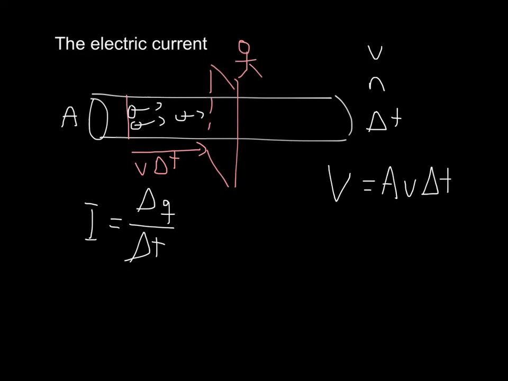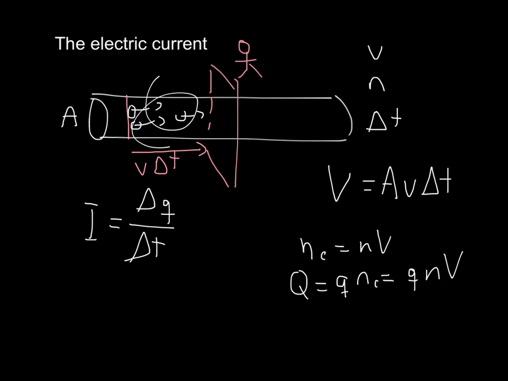So how many electrons went through here? Well, since this is the number of electrons per unit of volume, the total number of electrons that went through will be N V. And how much charge went through here? Well, if this is the number of electrons that went through, and we know the charge of one electron, and we call it q, then the total charge that went through here is q times the number of electrons, which is q N V, where V is the volume of this thing.